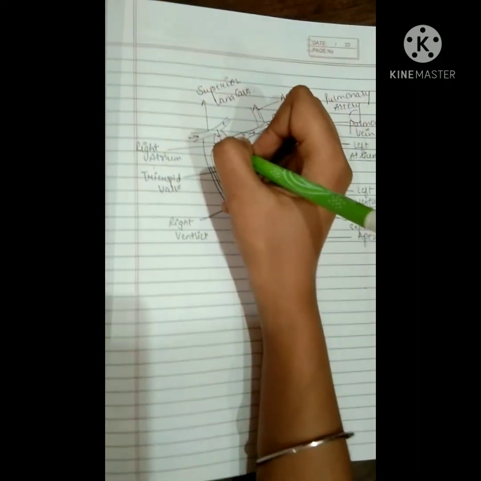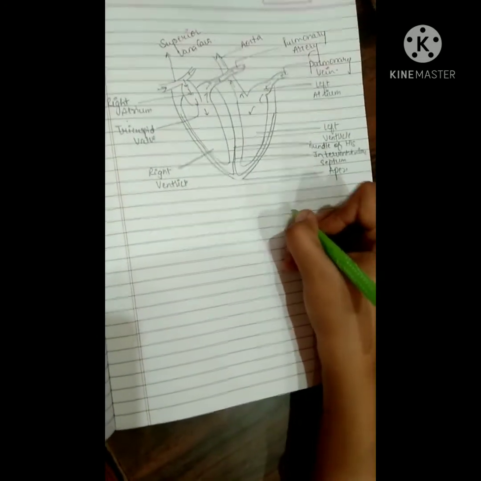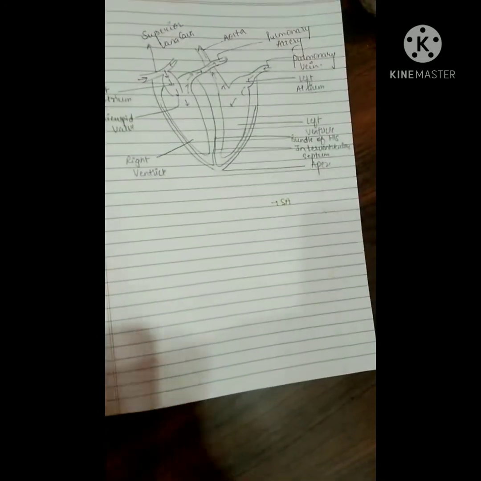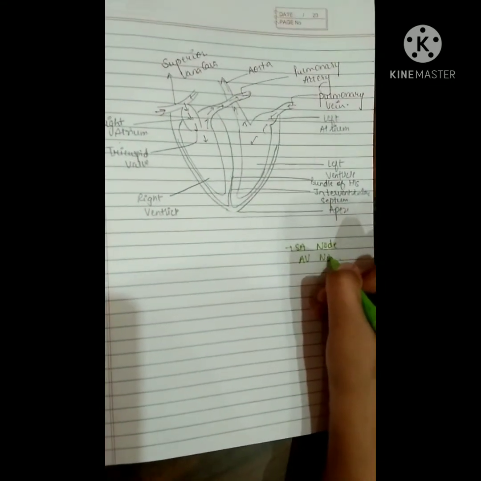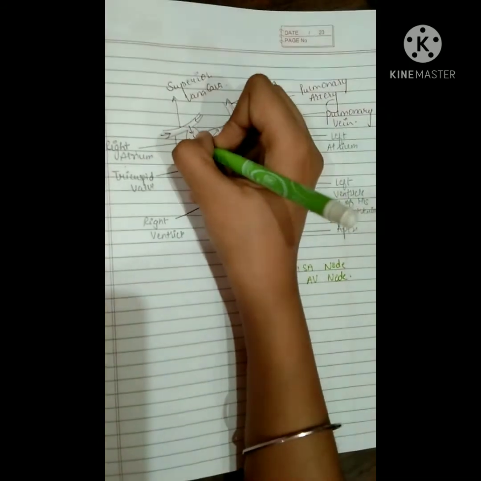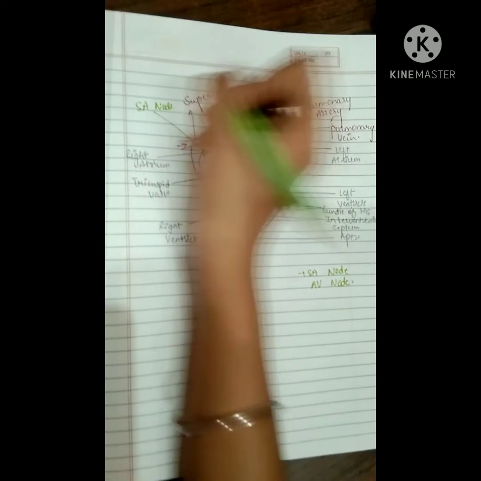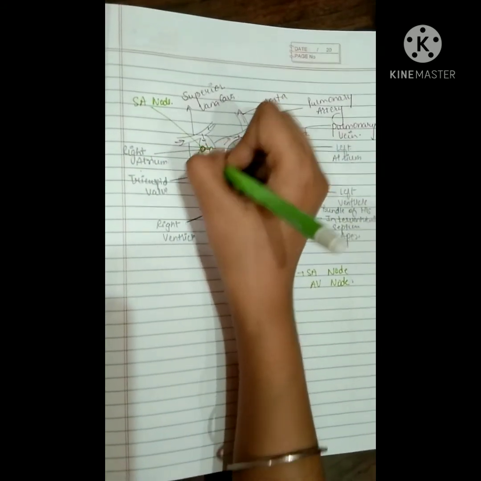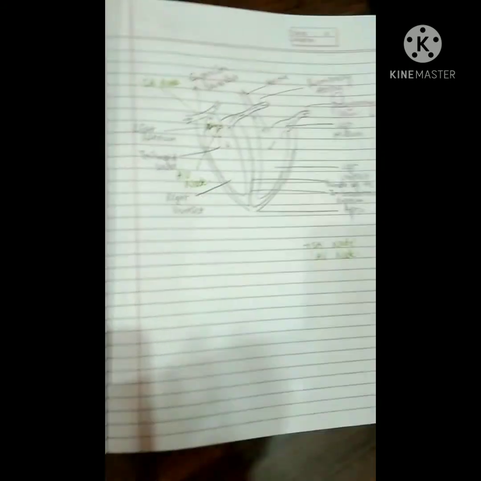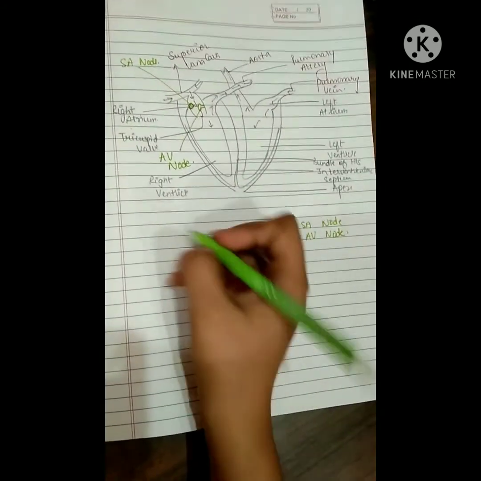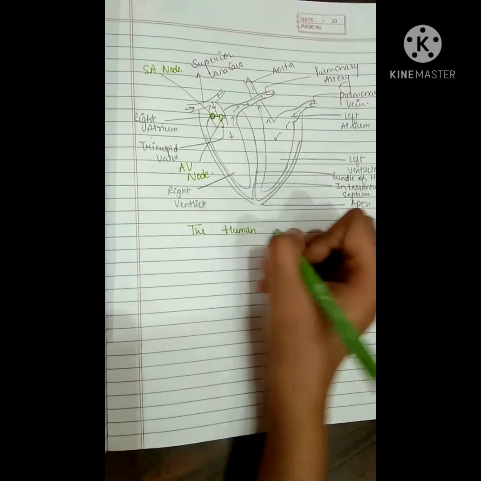And here in the right atrium, two nodes are present, the SA node and the AV node. This one is the SA node and this one is the AV node. This is about the diagram of the human heart.